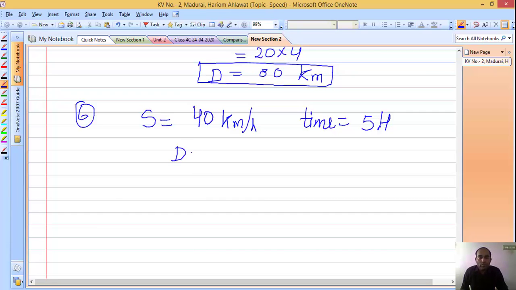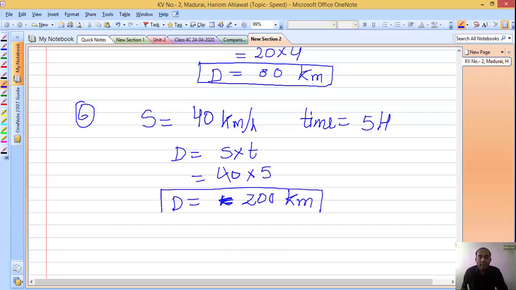Okay, so distance equal to speed into time. What is the speed? 40 into time. What is the time? 5. 40 into 5, 4 fives are 20. One more 0. 200. This is kilometer. So what will come here? Kilometer. Distance equal to 200 kilometer. Okay. So you have covered how much distance? 200 kilometer. Let's take one more example.